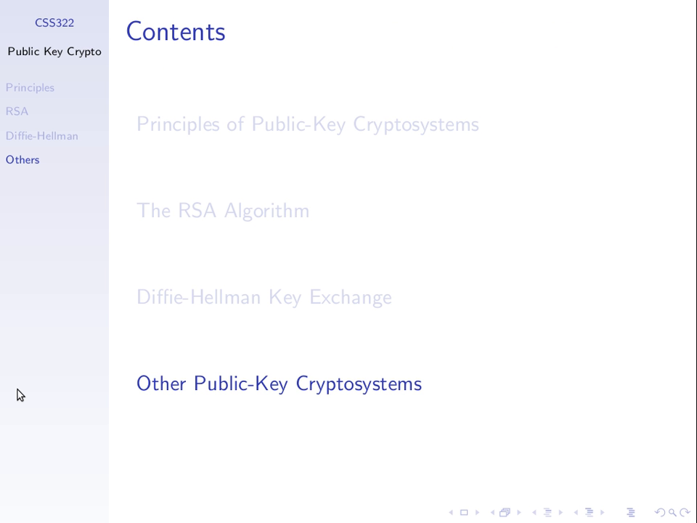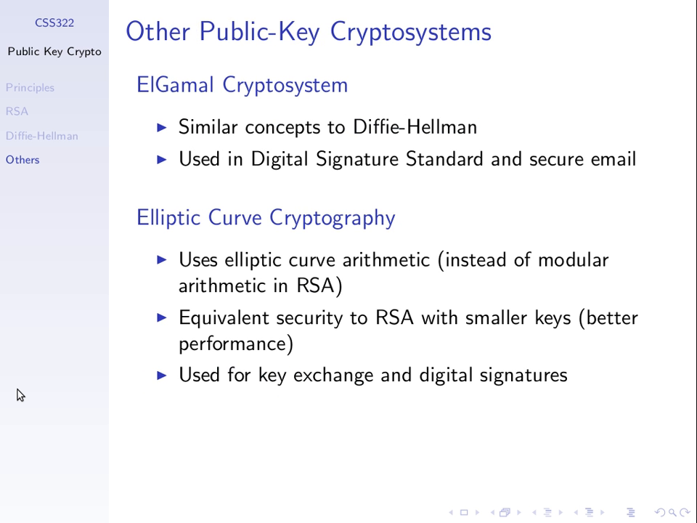There are other public key crypto systems, RSA, Diffie-Hellman, and there are others. ElGamal, elliptic curve, and there are even others than that. But those two are perhaps the most commonly used that we will see.